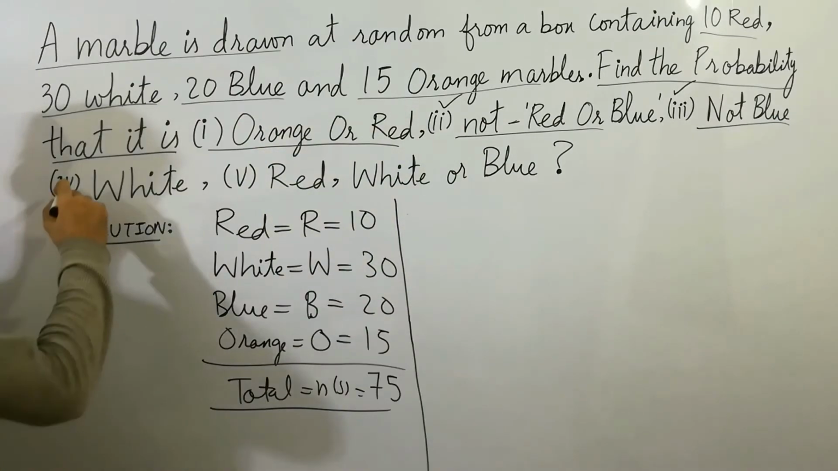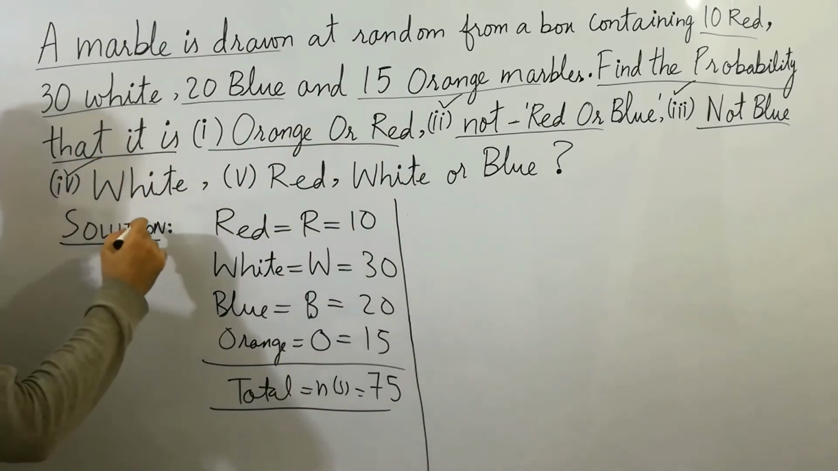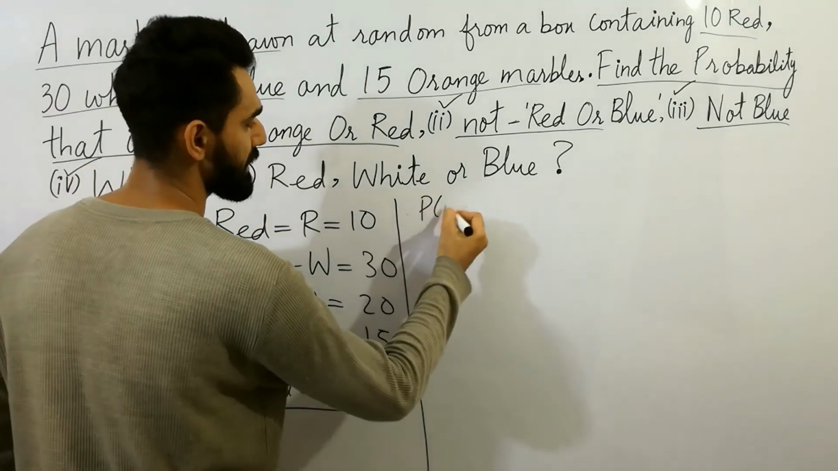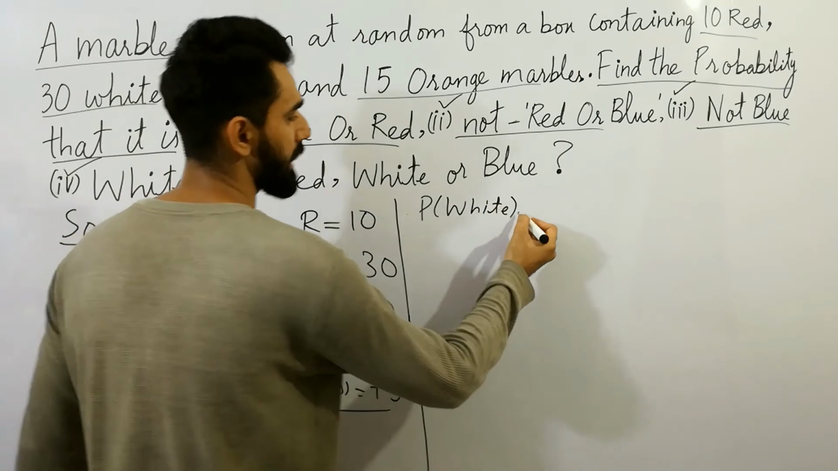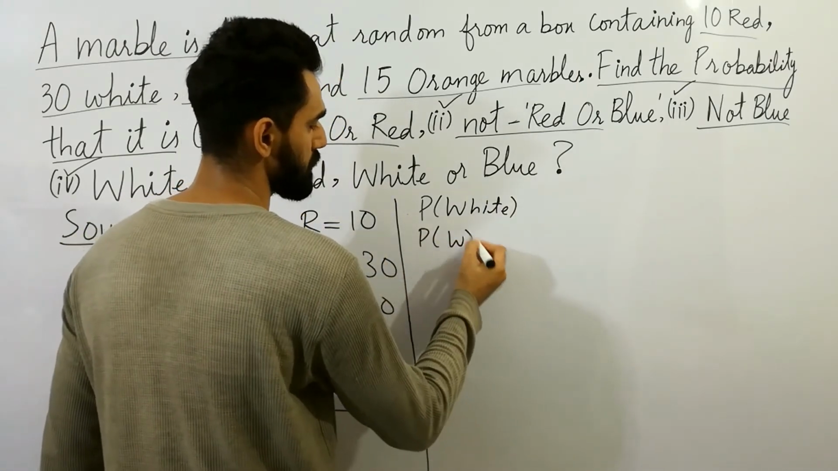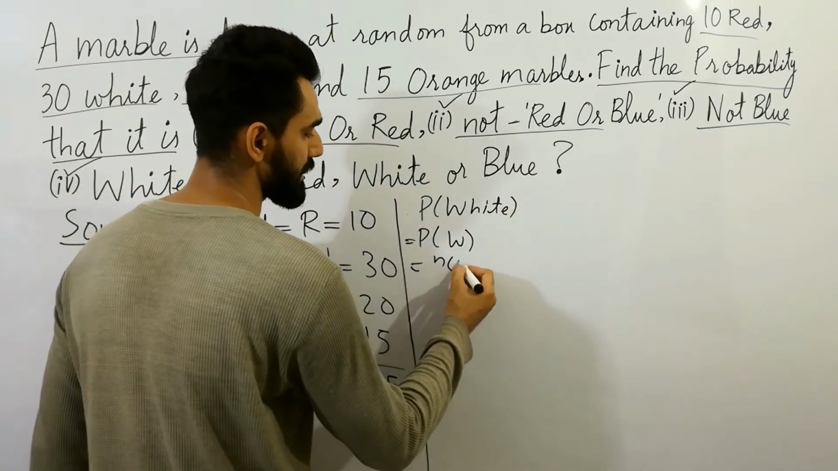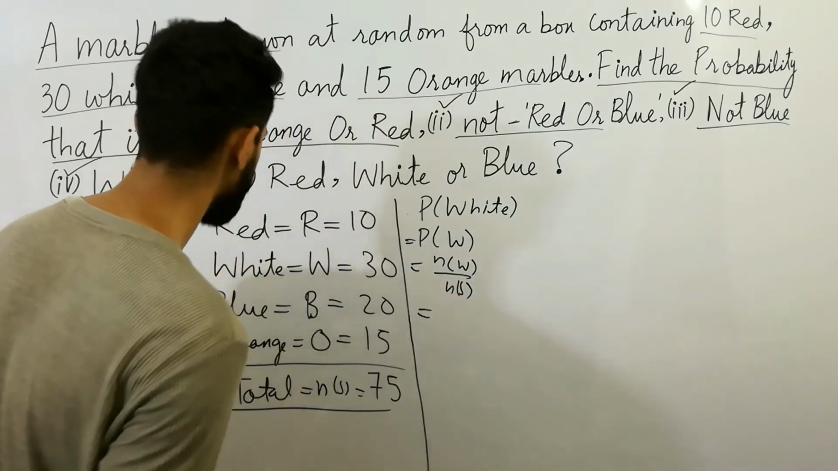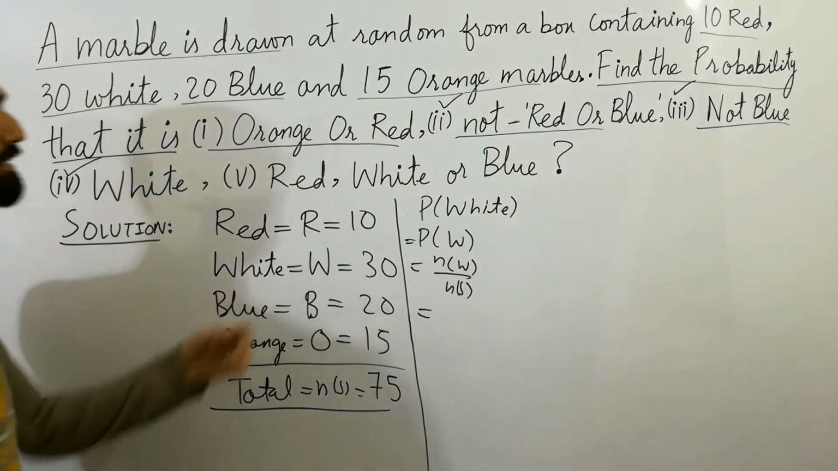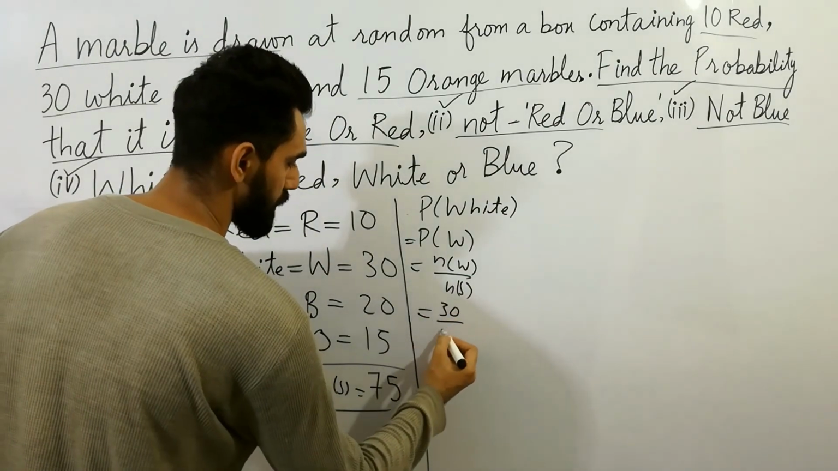Now I am going to calculate the probability of white. The probability of W is equal to the number in W over the number in sample space, so the number in white is 30 over 75.